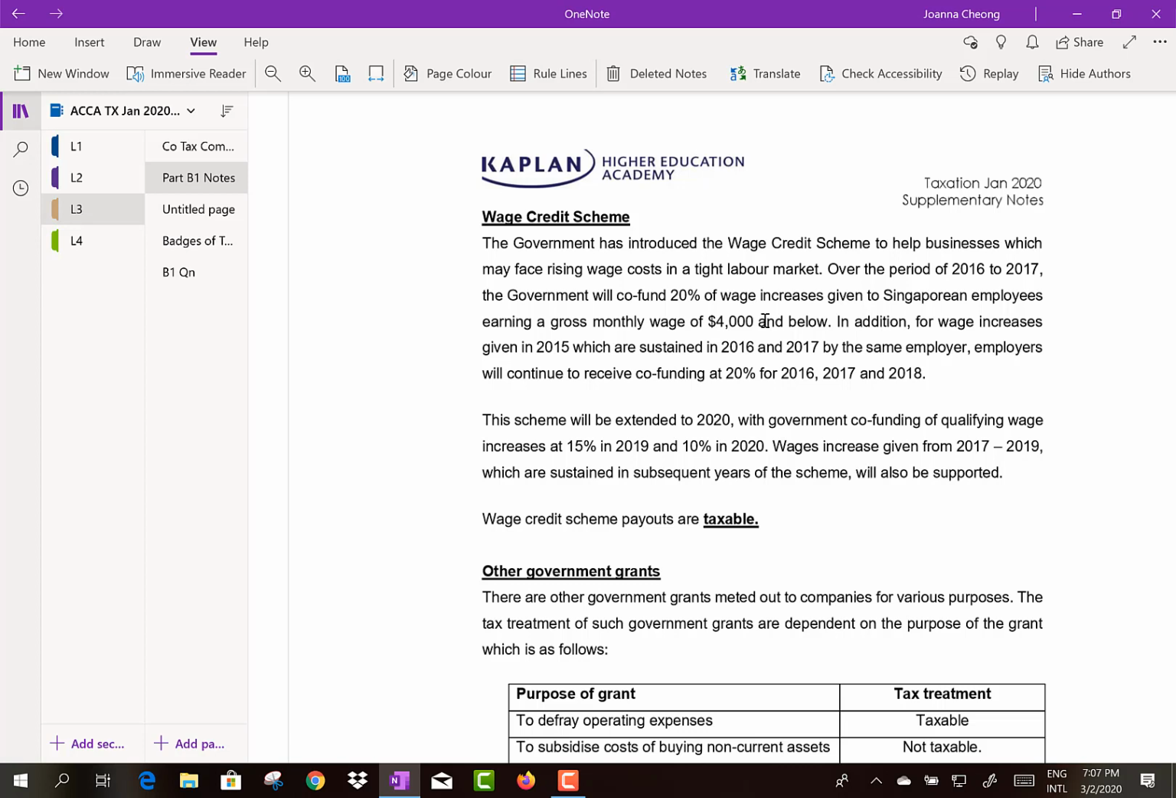All in all, we just need to find out whether the money given by the government, whether in terms of grant or subsidy, is taxable or not taxable. As far as the Wage Credit Scheme is concerned, the money that the business will receive will be subject to tax because it is to defray operating expenses. Salary, is it operating expenses? Yes, salary is operating expenses. It's revenue in nature, so it will be taxable.